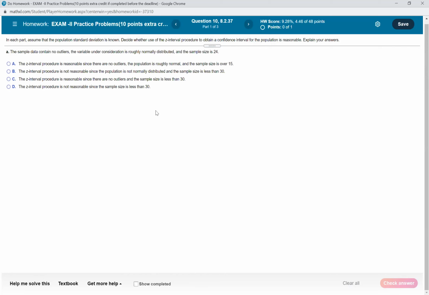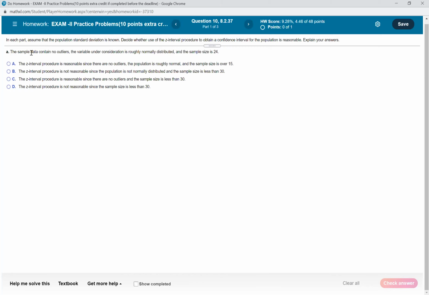Okay, so in each part, assume that the population standard deviation is known. So we are assuming that sigma is known here. Decide whether using the Z interval procedure to obtain a confidence interval for the population mean is reasonable. Explain your answer. So whether using the Z interval is reasonable or not. If it is reasonable, then explain your answer.